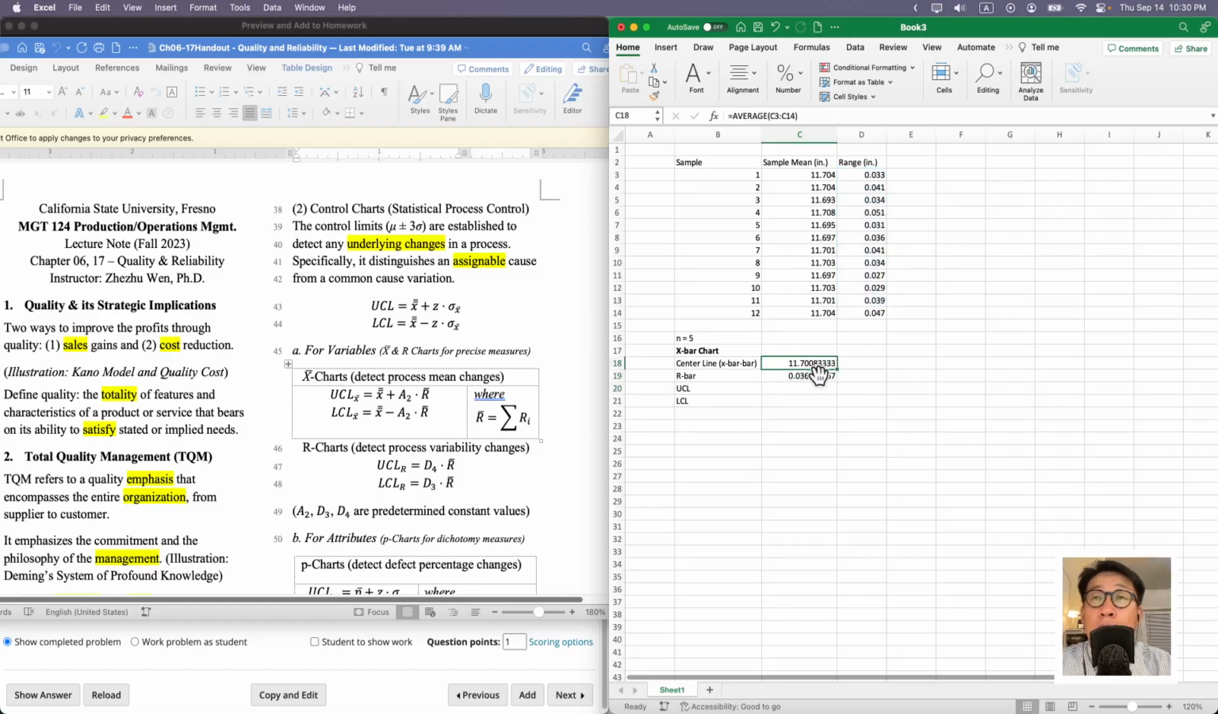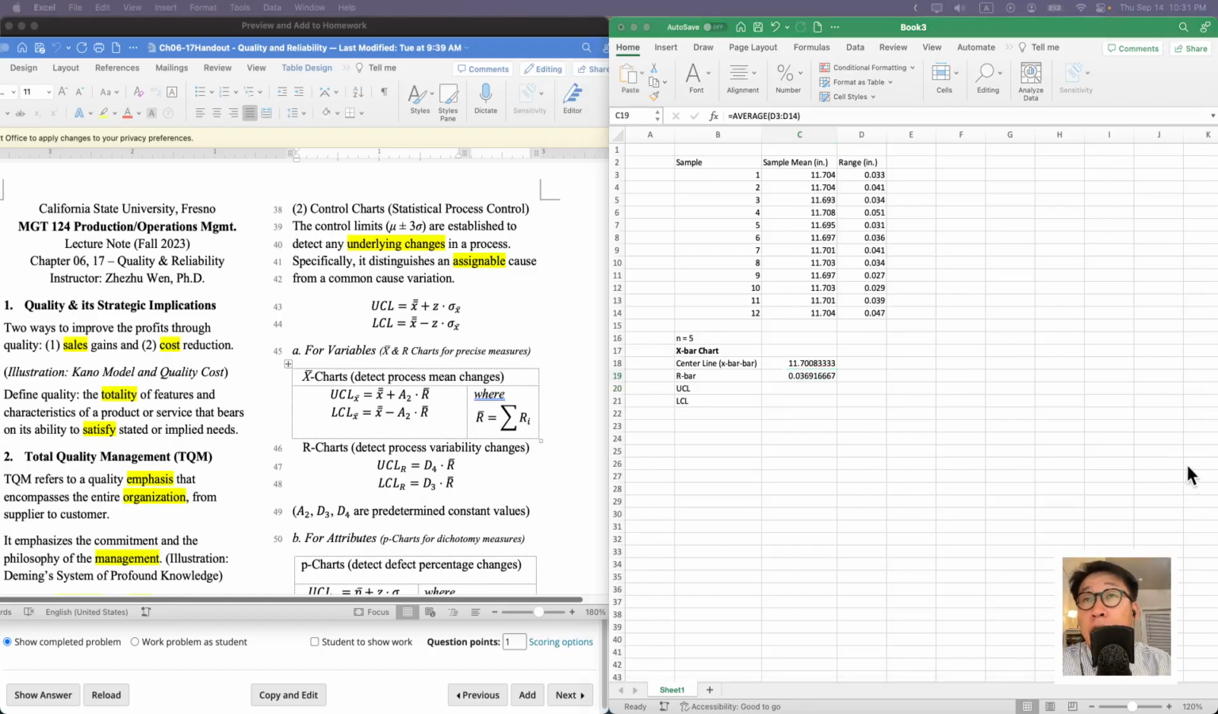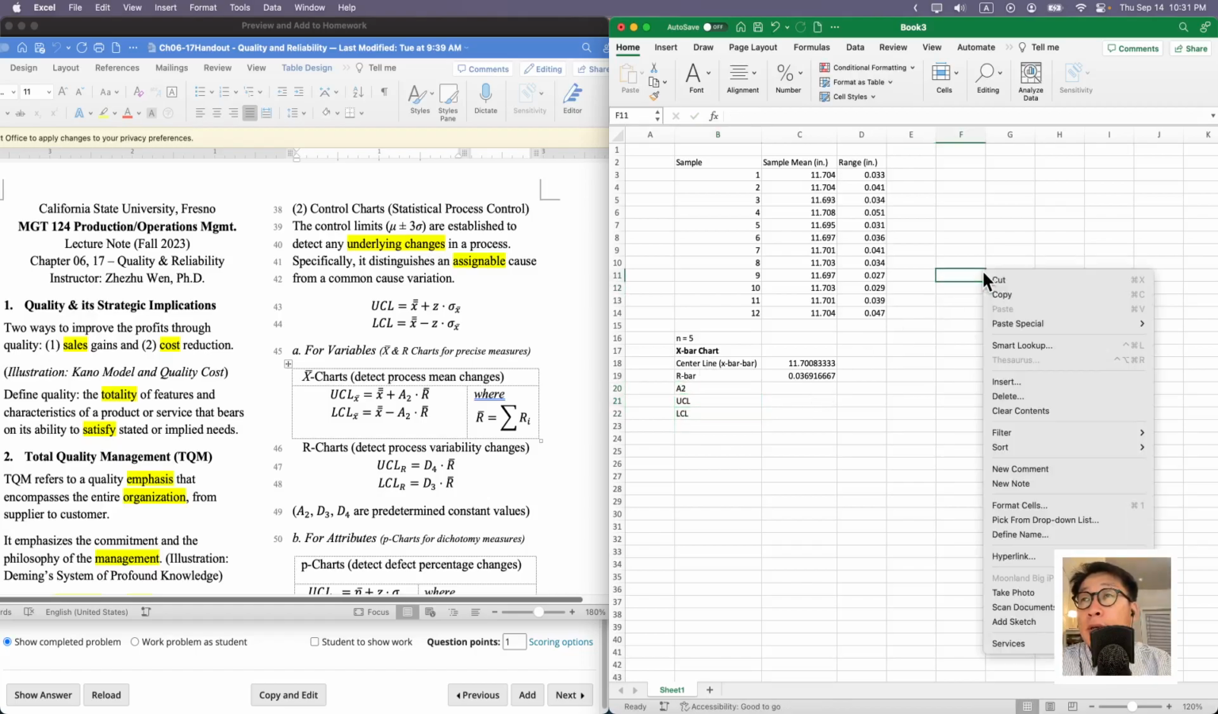Since X-bar-bar and R bar are calculated, the next thing you want to do is look up the A2 value so that you can complete your UCL and LCL. Let's see that, okay? So what is your A2 value? Where do you get that? Usually this will be provided. Oops, let me do it again.